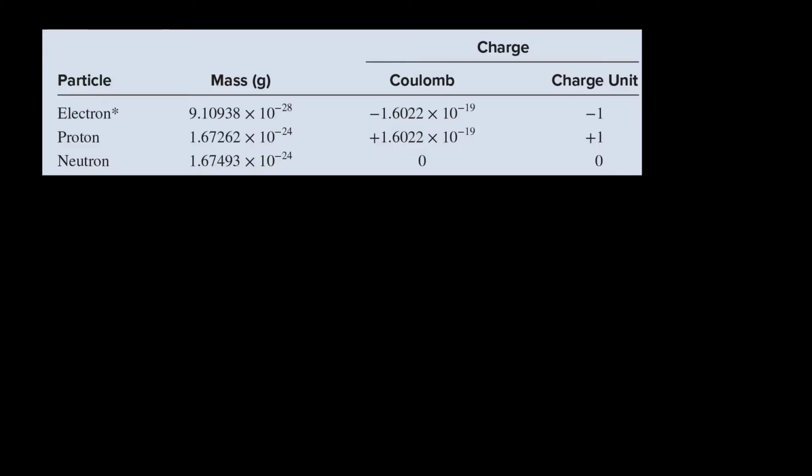Our book has a nice table of these 3 particles here again. The electron, the proton, and the neutron. You can see the masses here. Now, if I take them out to a few more digits, you can see the slight difference in mass between a proton and a neutron.